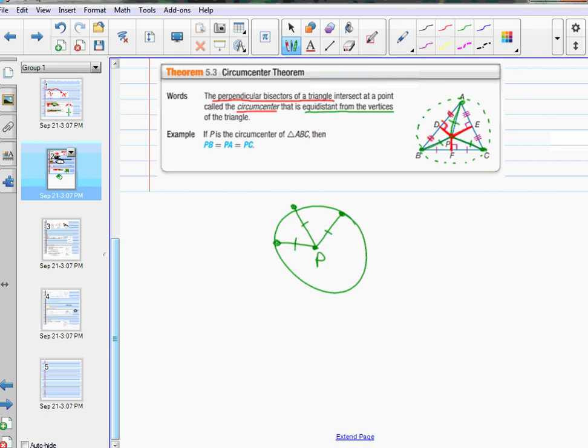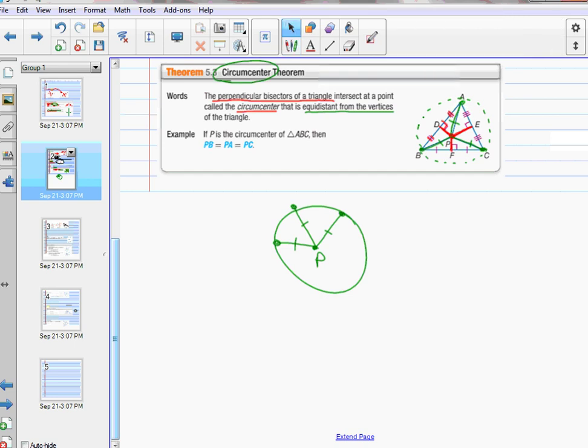If I have a circle that hits all those vertices, and that circle is going around that triangle, what did we call it when Magellan went around the globe? Well, at least his expedition did. He got killed in the Philippines. Circumnavigation. He circumnavigated. He went around. That is why this is called the circumcenter, because it is going around that triangle.